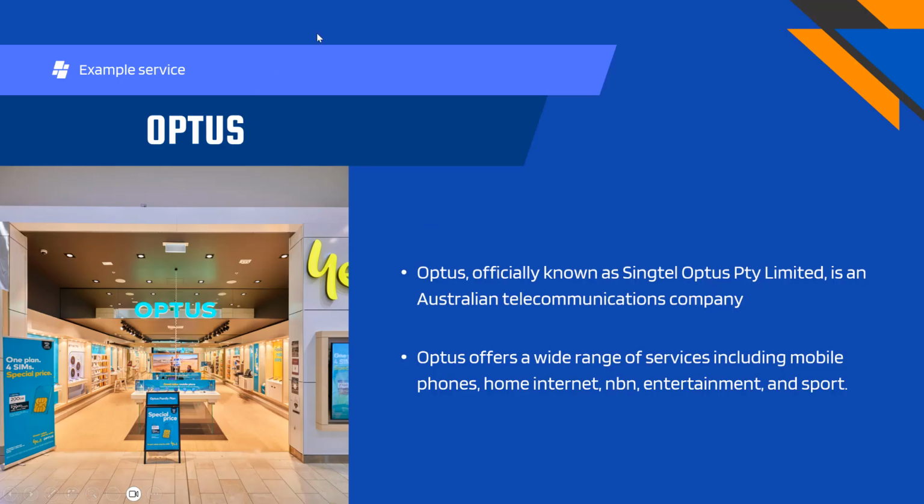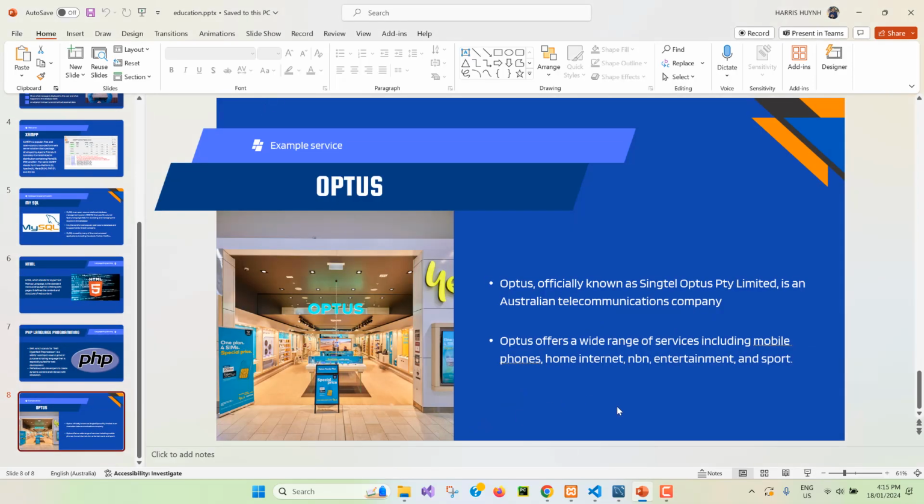And this is the sample service I use for this task. I chose Optus, or Singtel Optus, an Australian telecommunications company. Optus offers a wide range of services such as mobile phones, home internet, NBN, entertainment, and sport. And now I will demonstrate how I did this task.